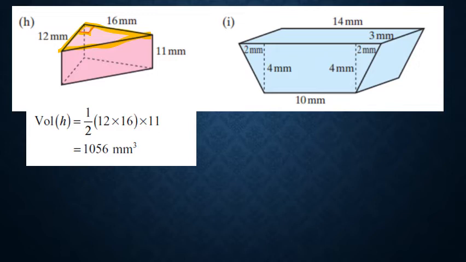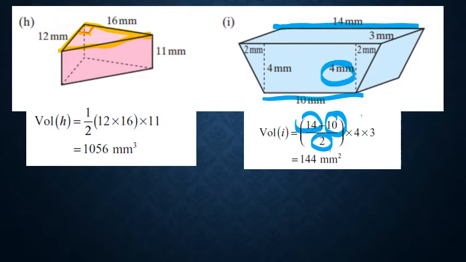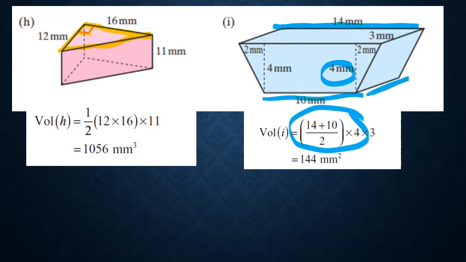You can see that this is a trapezium. So in order to work out the area of the cross section, you need the formula for a trapezium. So that was A plus B over 2 times H, if you remember. So we have our long side is 14, our short side is 10. Add those together, divide by 2, and then multiply by the height, which is 4. So the first part of that formula there is literally just working out the area, and then multiply that by 3 because that's the length. So we have 144 millimeters squared.